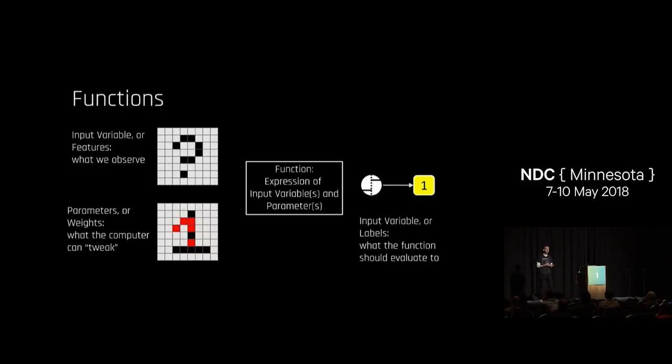So even though in the end the function is going to be a function of just floats or tensors, during the training process, you need to be able to distinguish what you can change. This is the parameters, and what you get as an input, which is the input variable. And so in this case, a function is going to be a function of input variables and parameters.